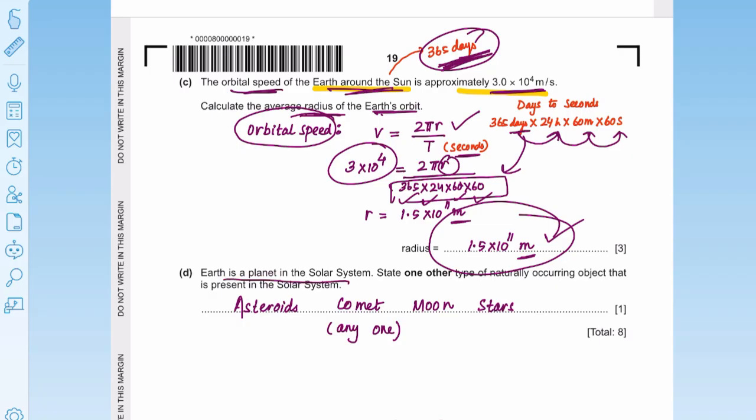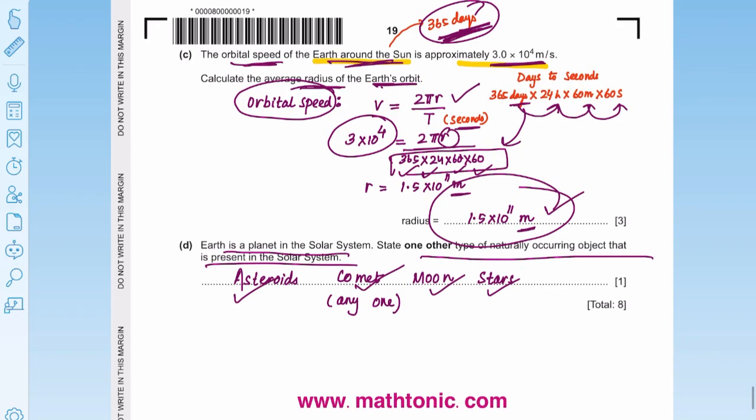Earth is a planet in the solar system. State one other type of naturally occurring object that is present in the solar system. You can write any answer. This is easy. Asteroids, comets, moon and stars. Any one you can write down, and we can get the marks, right?